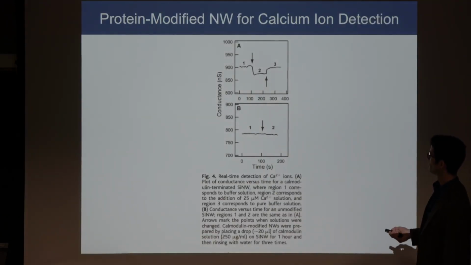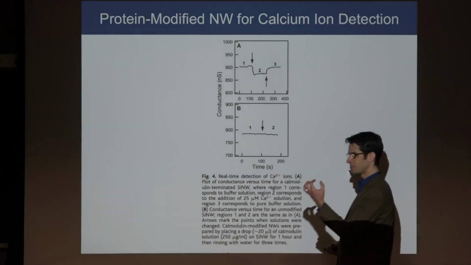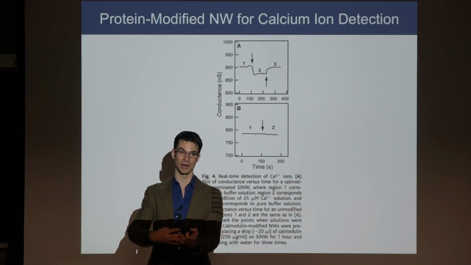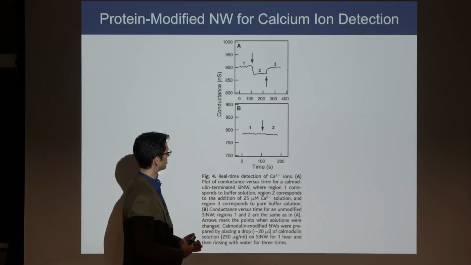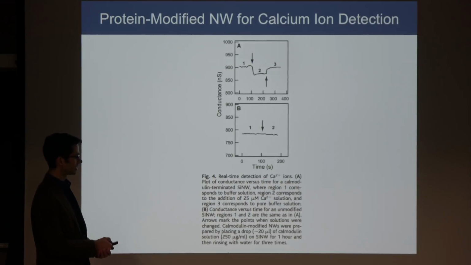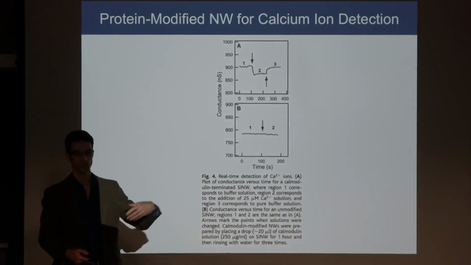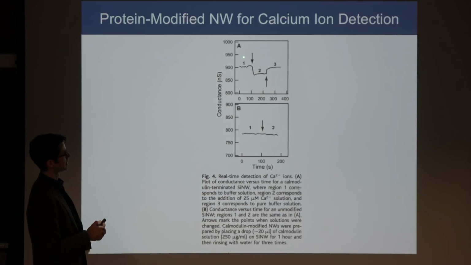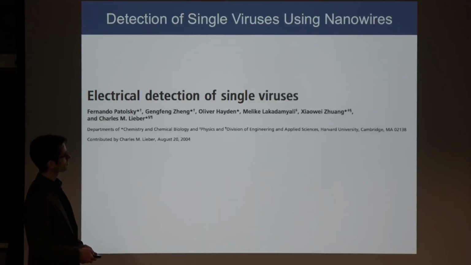You can also, instead of binding a small molecule to the nanowire, bind a protein to the nanowire. In this particular case, what was bound to the nanowire is a calmodulin protein, which binds calcium ions. And you can see that if you flow calcium ions, which are positively charged, you induce a change in the conductance. And that's what's seen here.